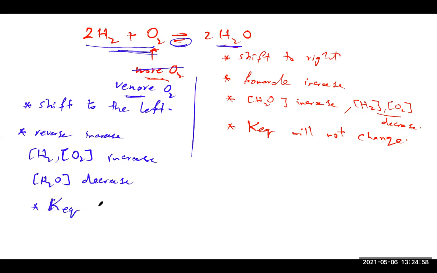And again, the equilibrium constant will not change. It will be the same value. So this is what will happen if we add or remove a substance at equilibrium. Now, what will happen if we try to change the pressure?